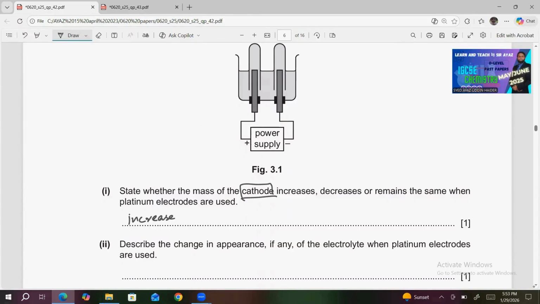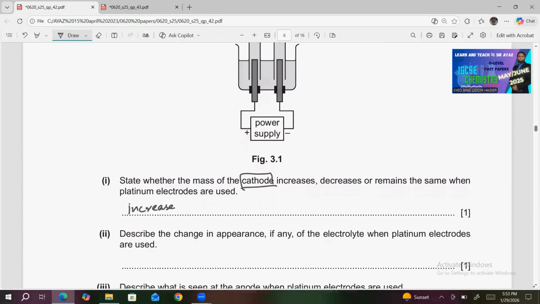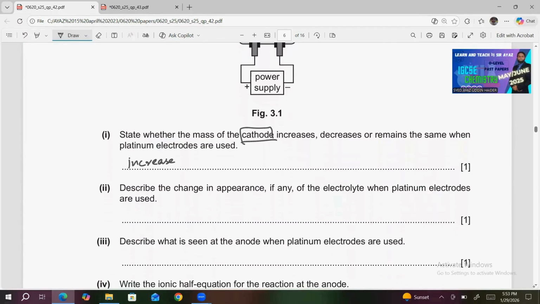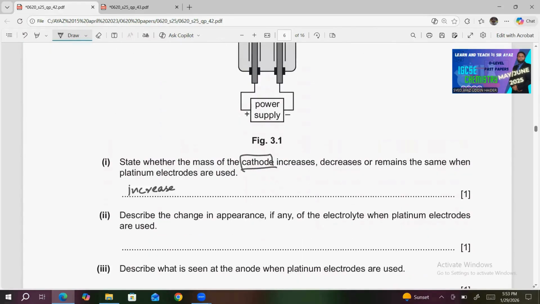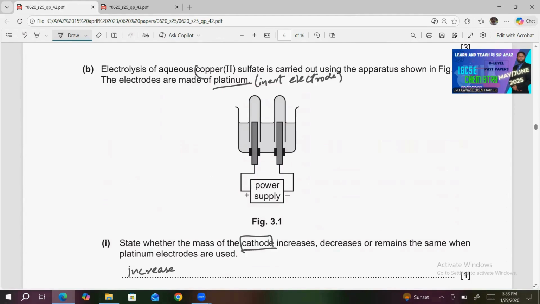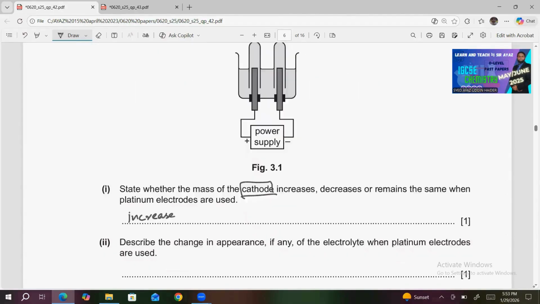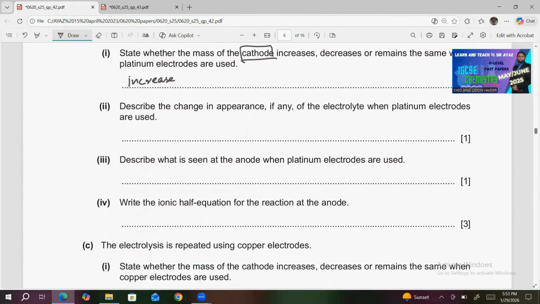Number 2, describe the change in appearance, if any, of the electrolyte when platinum electrodes are used. Definitely the blue color, copper 2 sulfate is blue in color. You know that copper 2 plus ion is blue in color. It becomes blue to colorless. So you write blue to colorless as electrolysis progresses.